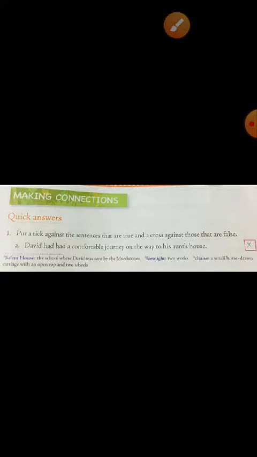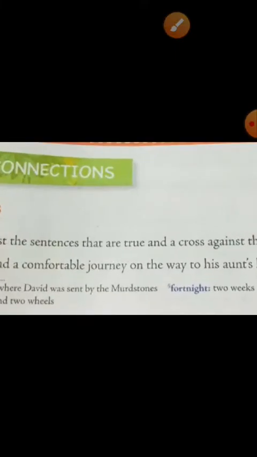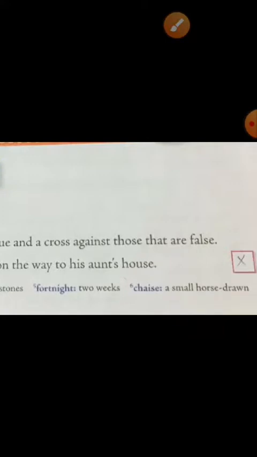Okay. So here put a tick against the sentences that are true and a cross against those that are false. The first sentence is, David had had a comfortable journey on the way to his aunt's house. No, we have already studied in the chapter. No, he suffered a lot while he was traveling from his own house to his aunt's house.